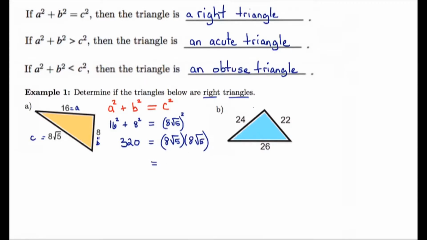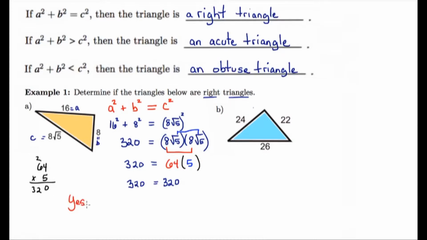8 times 8 is 64. And root 5 times root 5 is root 25, which is also just 5. So 64 times 5 is, let's multiply this out, and we get 320. Okay, so we get 320 equals 320. So a squared plus b squared equals c squared in this case. So yes, this is a right triangle.